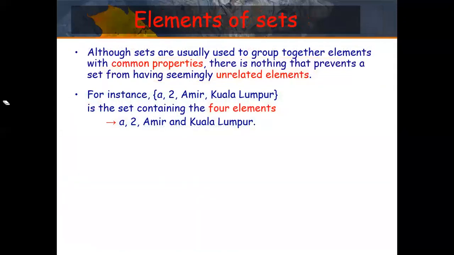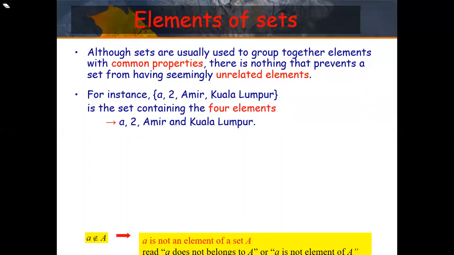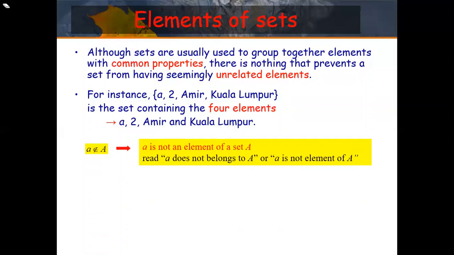Okay, sets can also have seemingly unrelated elements. For example, a set containing four elements such as Kuala Lumpur. Sometimes the elements are not related.